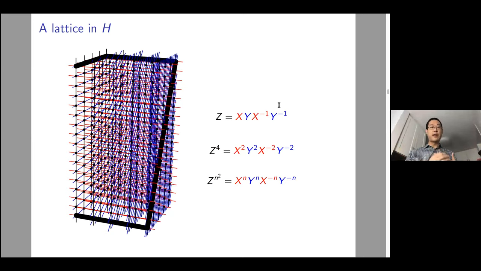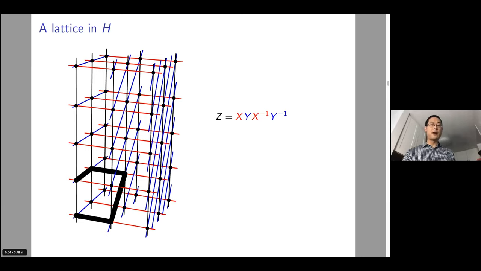So you have this natural scaling of the group corresponding to replacing X by X to the N, Y by Y to the N, Z by Z to the N squared. And that has a very strong effect on the geometry. So for example, it has a very strong effect on the geodesics, on the shortest paths in this graph, because, basically, these spirals get more and more efficient as they get larger.